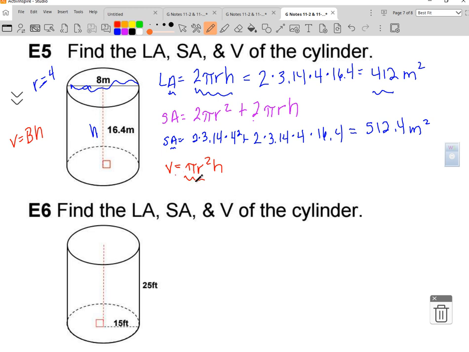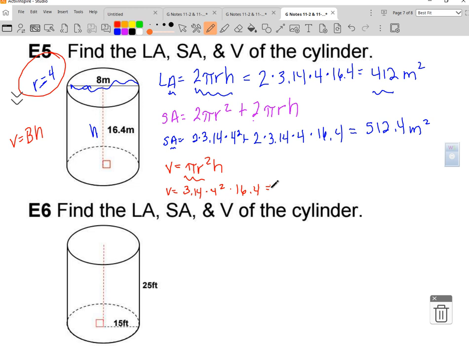Now the volume, we're going to use 3.14 for pi. The radius, remember, is 4, not 8. And the height is 16.4. Now, volume is a cubic measure. Remember, it's not just length times width, it's also depth. So length times width times height is one way we will see it when we get to rectangular prisms.